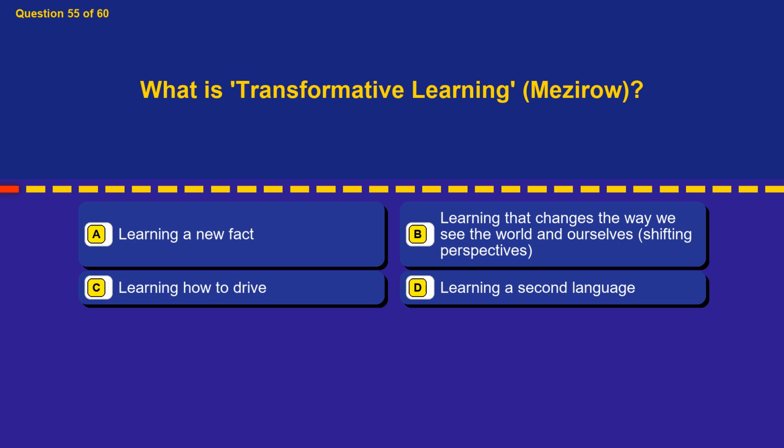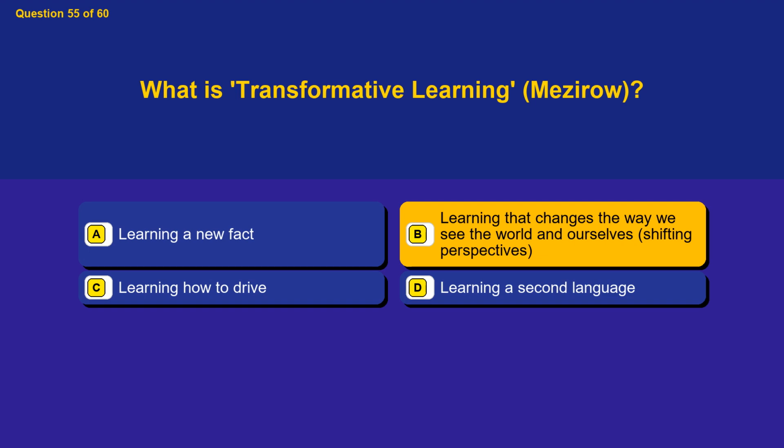Question 55. What is transformative learning, Mezirow? Option A. Learning a new fact. Option B. Learning that changes the way we see the world and ourselves, shifting perspectives. Option C. Learning how to drive. Option D. Learning a second language.